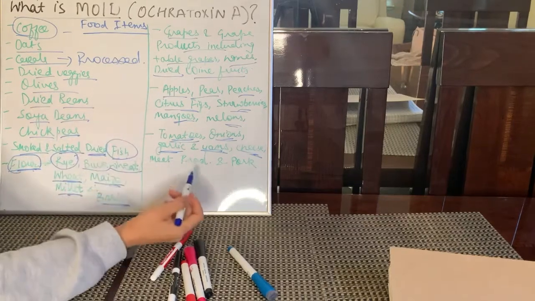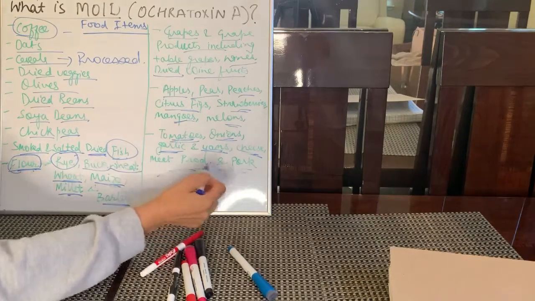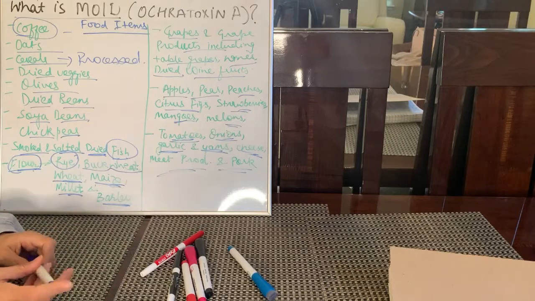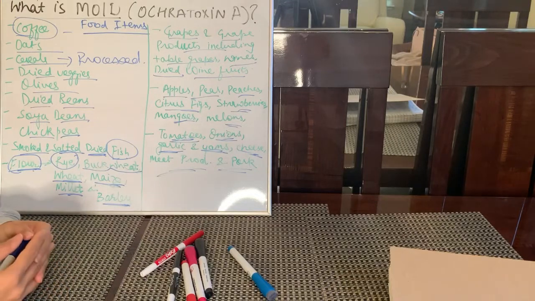Okay. Then we also have meat products and pork that may also contain mold. So be aware, be very cautious of when you are eating these items. Make sure you're buying them fresh. Make sure they're within the expiration date. And yeah, if you can get it from the supermarket, the fresher the better.